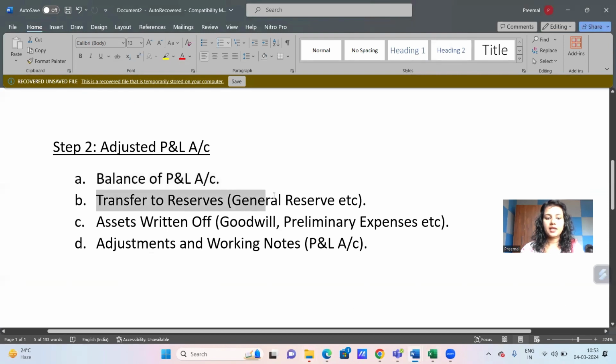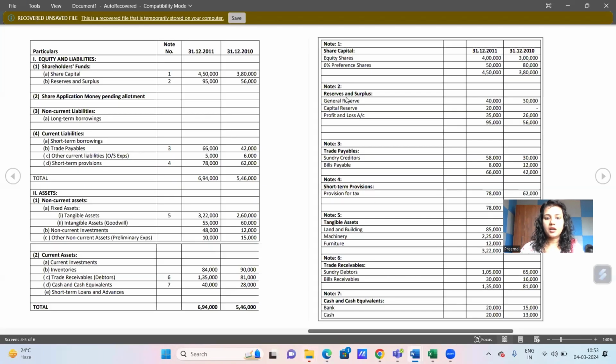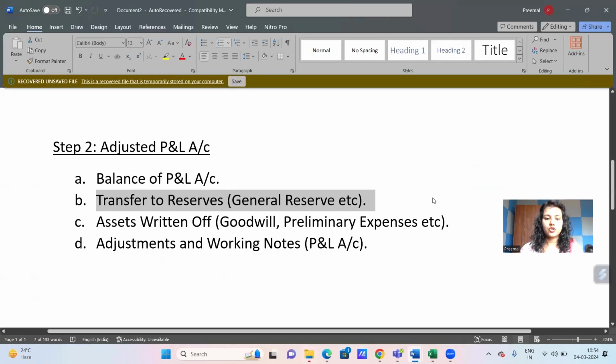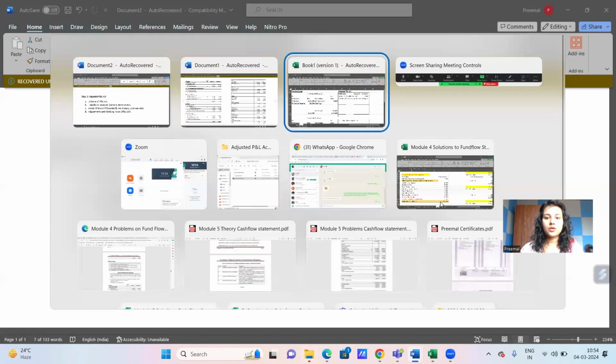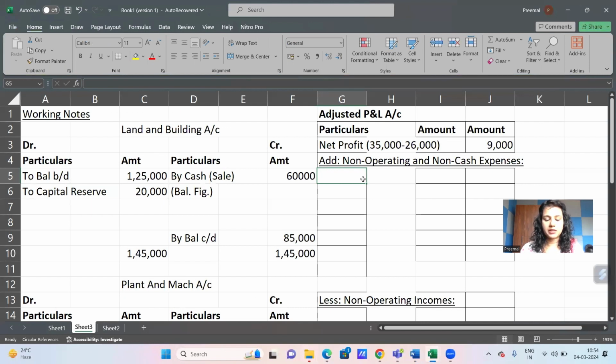The second guideline is we check for any transfer to any reserves, like general reserve or capital redemption reserve. In the question, under reserves and surplus, we have something called as general reserve, which has increased from 30,000 to 40,000. So this increase will be called as transfer to general reserve, which will appear as a non-operating expense. So we will mention transfer to general reserve, the difference amount, which is 10,000.